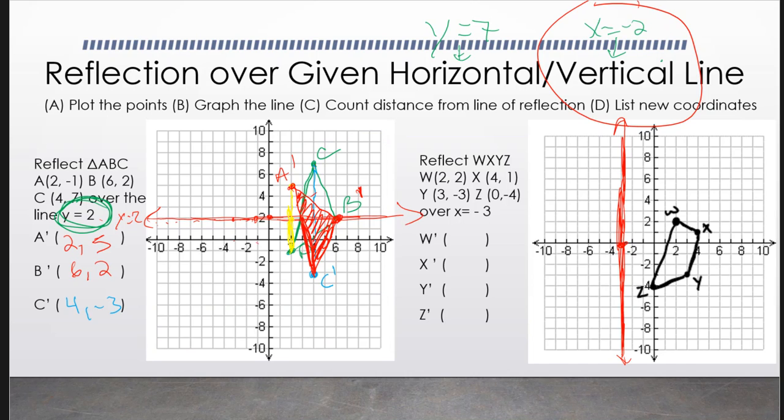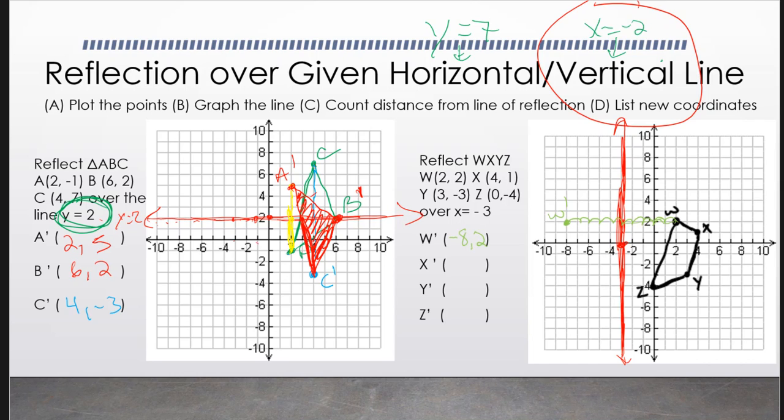I'm going to start with W just because it's the first letter here. So for W, you can either start from the line and count or from the point and count. It's up to you. But it's 1, 2, I'll do the humps, 1, 2, 3, 4, 5. So 1, 2, 3, 4, 5. And that's going to be where I put my W prime. The coordinates are -8, 2.